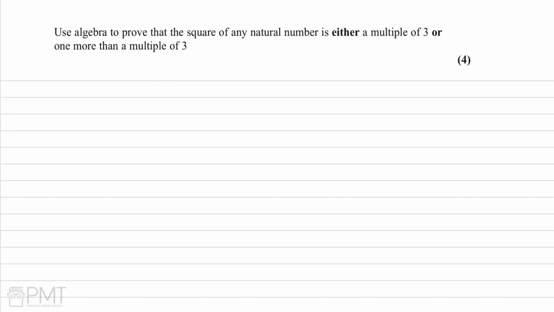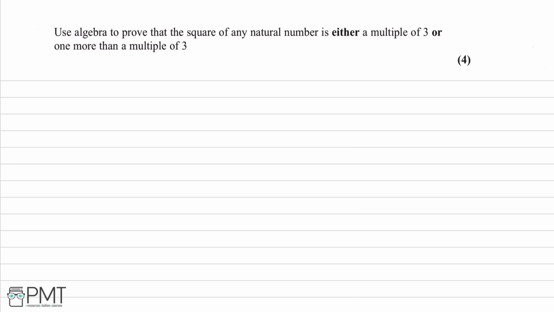Here in this question, we're asked to use algebra to prove that the square of any natural number is either a multiple of 3 or is one more than a multiple of 3. So we know that we're going to be dealing with the value 3. So we know that any natural number can be written in the form of something to do with 3k.